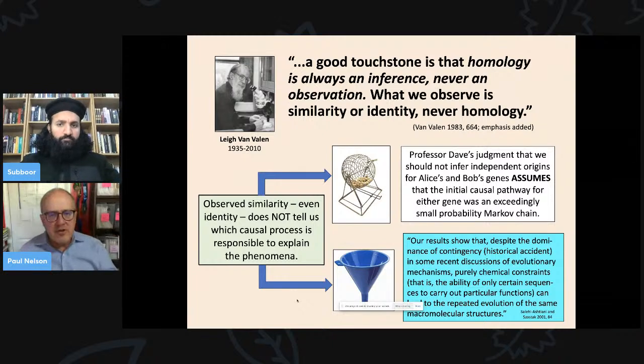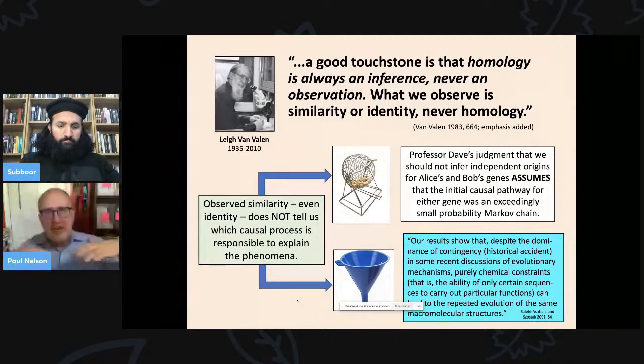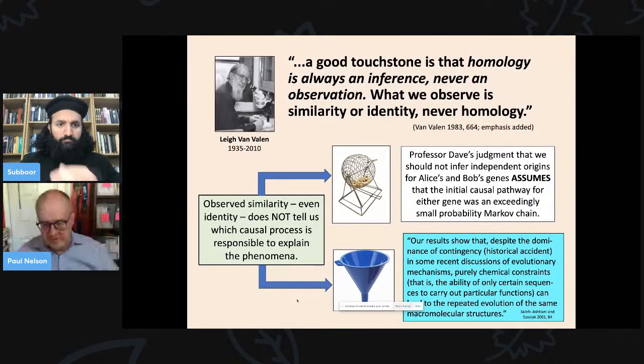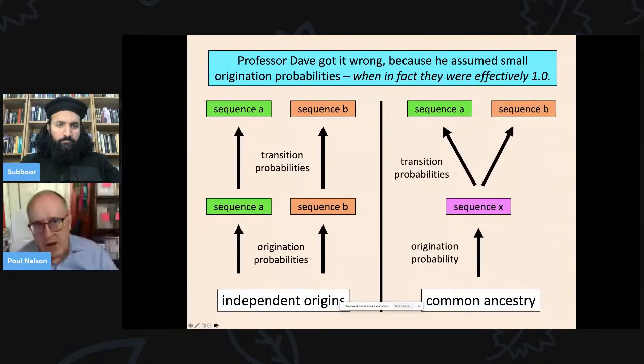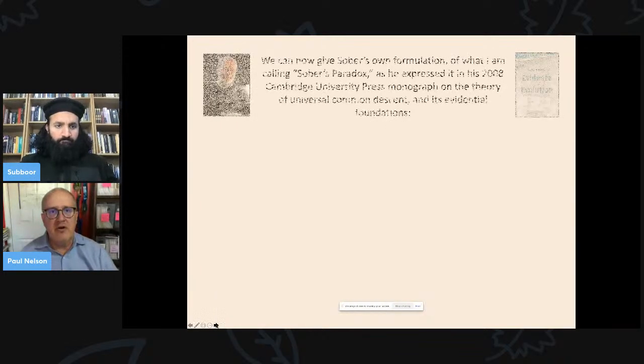So you can see how different causal backgrounds will give you very different sets of intuitions with respect to explaining similarity once you're confronted by it. All right. Dave got it wrong because he assumed small origination probabilities when in fact they were effectively at unity in making this comparative judgment between these two scenarios.